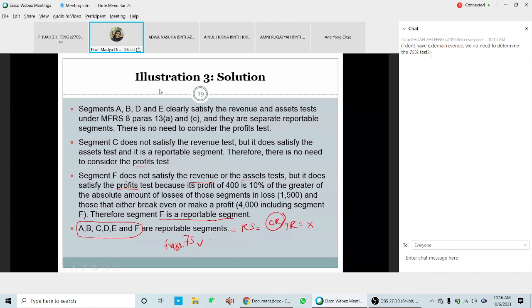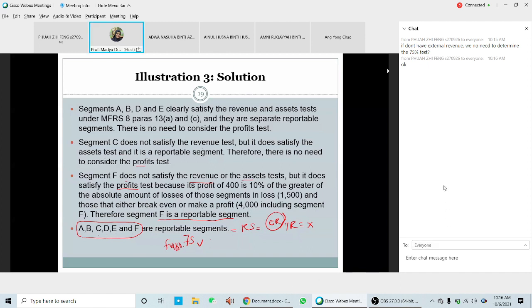Okay, so any questions that you have about this one? Is it okay with this example, illustration 3? If we don't have external revenue, we no need to test. We don't have information, so how can we test for that? So just fulfill the 10%, but in this case, A, B, C, D, E, and F become reportable segments. So for sure there are more than 75% for the external, because all of those segments become reportable segments in this situation. So is it okay, Paul?